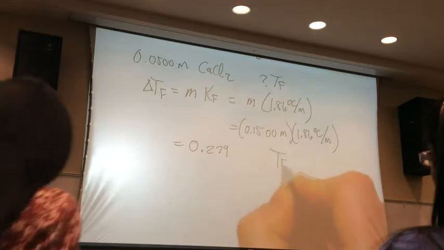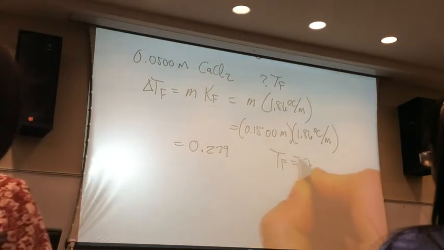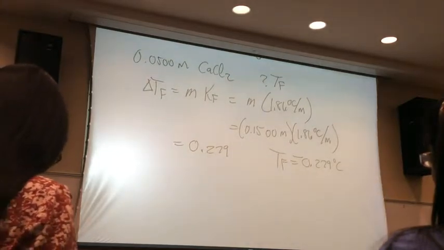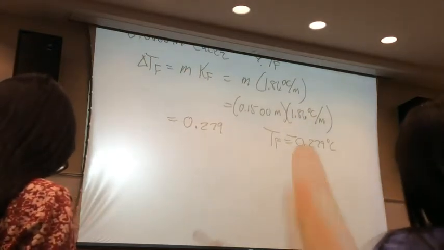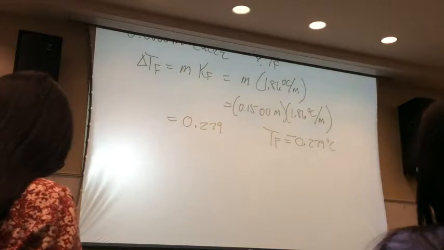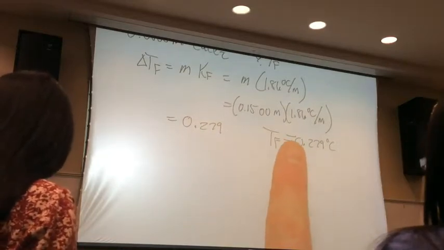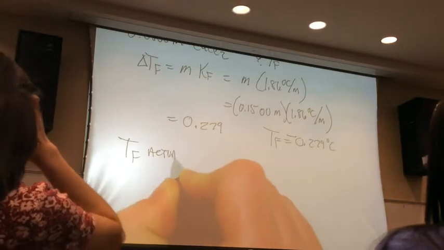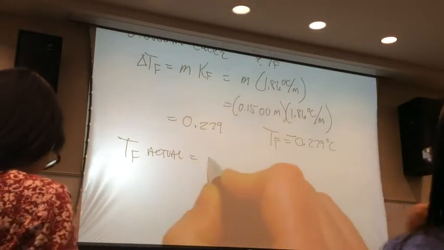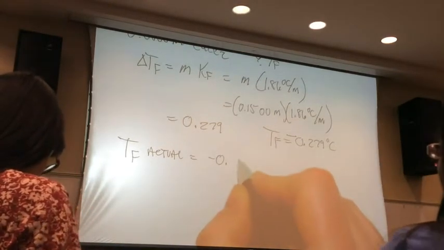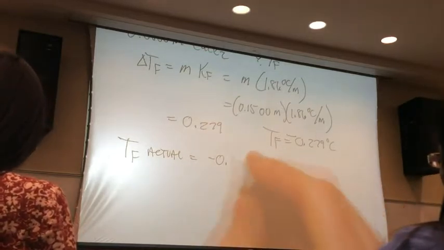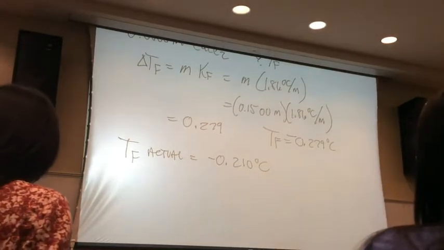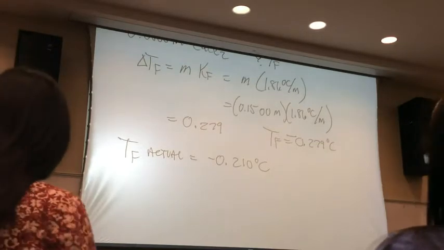So the TF for this solution is going to be minus 0.279 degrees Celsius. All right? So that is the actual freezing point. Let's say, well, this is the theoretical freezing point. Let's say that the actual freezing point that you measure is minus 0.21 degrees Celsius. Right? So that's what you actually measure.